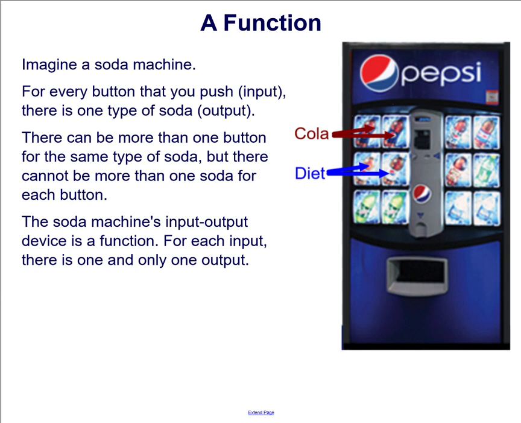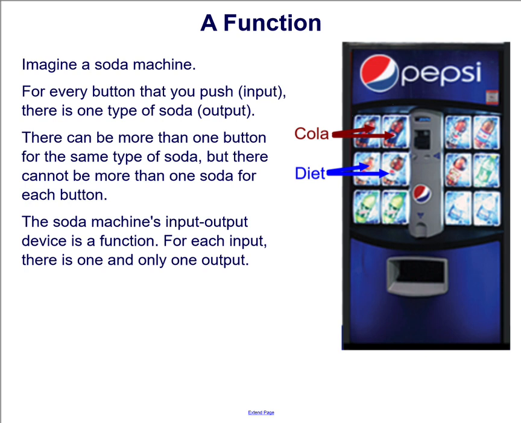Here's an example which might help illustrate the point about what is a function and what isn't a function. Imagine a soda machine. For every button you push, and in math world we refer to it as an input, there's one type of soda. Again, in math world, we refer to it as an output. There can be more than one button for the same type of soda, but there cannot be more than one soda for each button. As you see in the picture, we have two cola buttons and we have two diet buttons. Generally speaking, the soda machine's input-output device is a function. For each input, there is one and only one output.